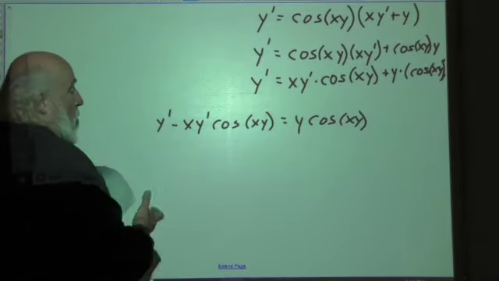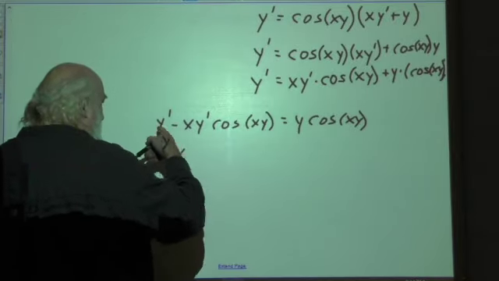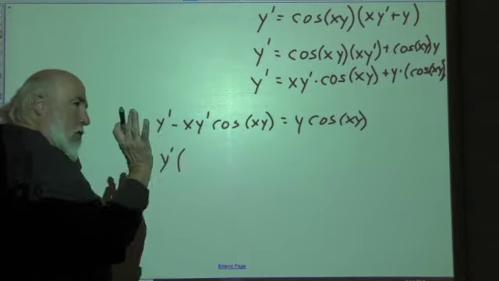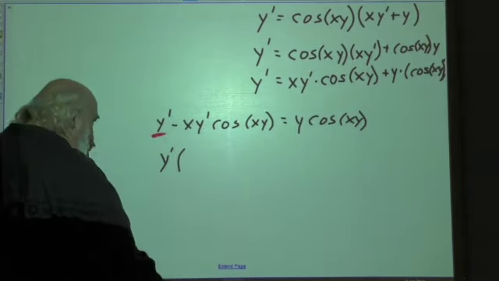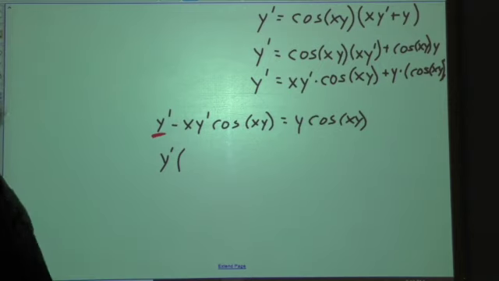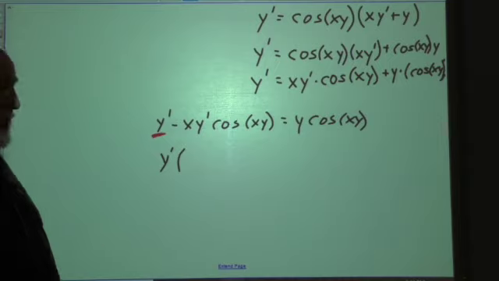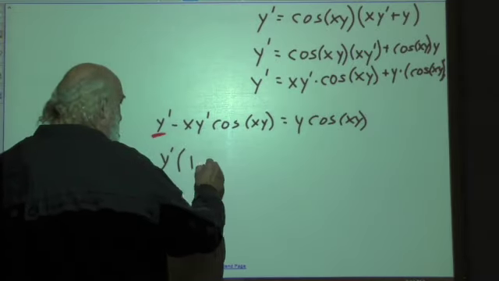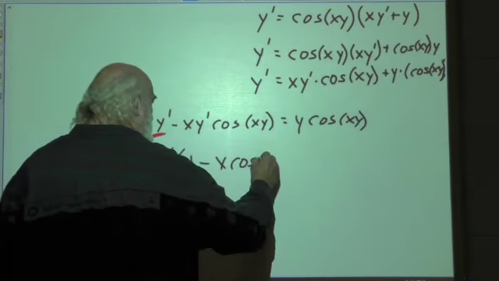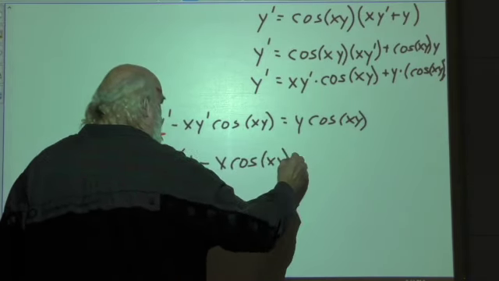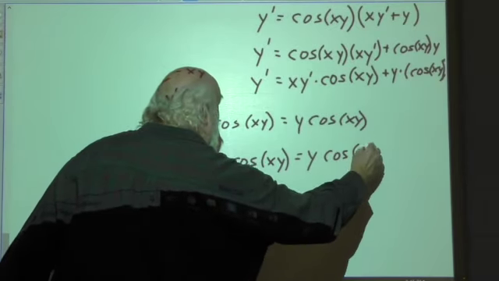Now I'm going to factor out a y prime over here. And when I do that, that leaves me one right here. Again, you got to be careful of that. Let me put a red warning sign right there. Be careful of that when you factor out. That doesn't leave you 0, that leaves you 1, because we're doing factors, not addition. So 1 minus x cosine xy, with the y prime taken out, equals y cosine xy.